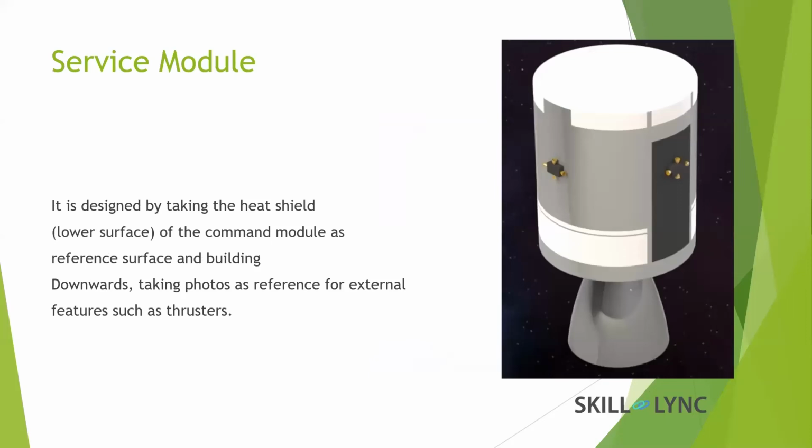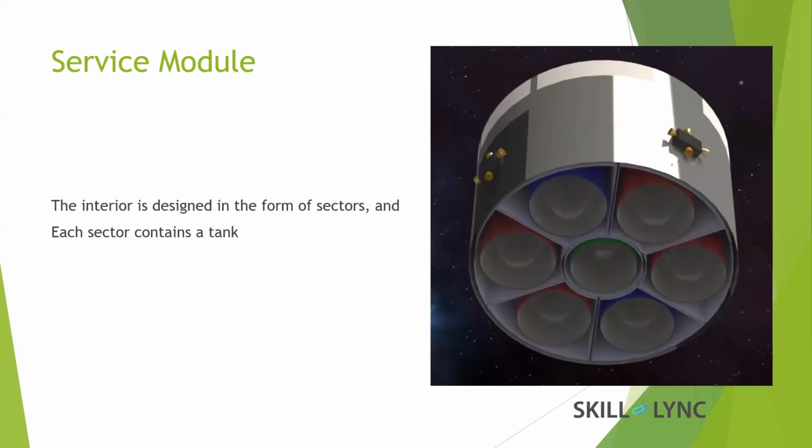This is the service module. Basically, it helps the astronauts. It helps with electronics control and environment control, for storing water and oxygen for the crew, and also for moving in space. The interior was also designed in the form of sectors with tanks in each sector.